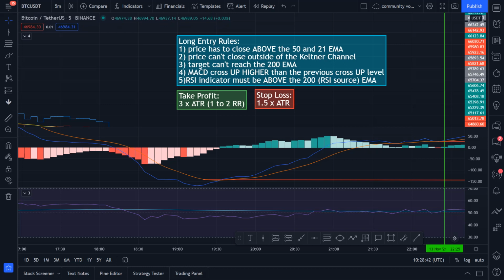Moving on, the fourth rule is that you need a MACD cross-up higher than the previous cross-up level. And fifth, the RSI indicator must be above the 200 RSI source EMA. The take profit is going to be at 3 times ATR with a 1 to 2 risk to reward ratio, and the stop loss is going to be at 1.5 times ATR. Now let's see an example.